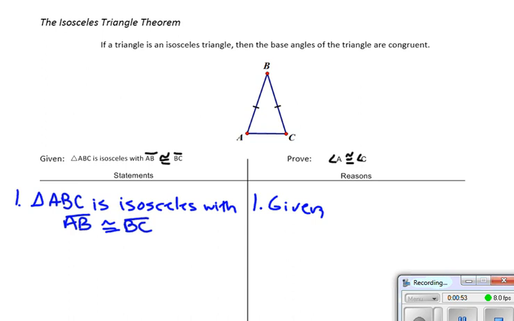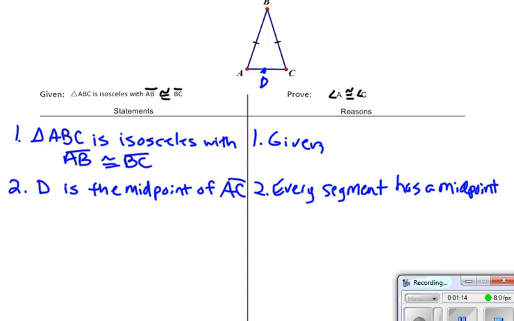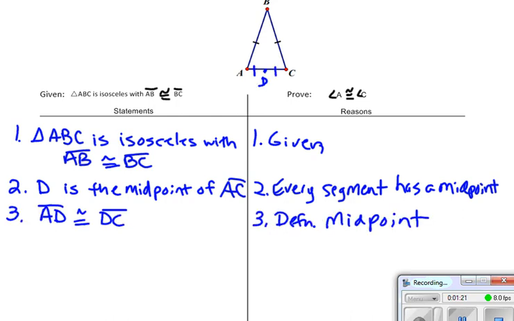Our overall plan for this proof will be to create a pair of congruent triangles and use CPCTC to get the two angles A and C to be congruent. So to do this, let's create a midpoint of the segment AC. We're allowed to do that because every segment has a midpoint. Once we've done this, we can use the definition of midpoint to have AD congruent to DC.